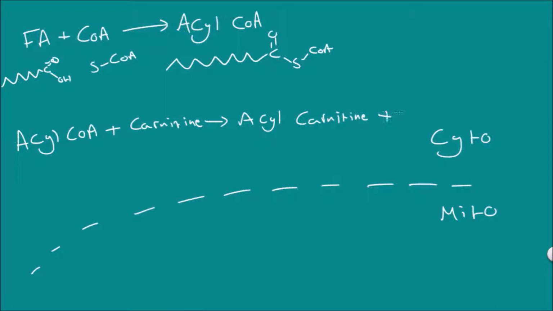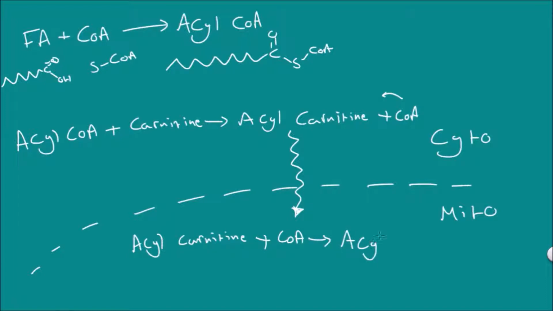Of course, that will release our coenzyme A, and that will just be reused. So we have our acyl carnitine. This can now diffuse into the membrane and into the mitochondria. Once inside, the acyl carnitine will then react with another molecule of coenzyme A to reform acyl coenzyme A.